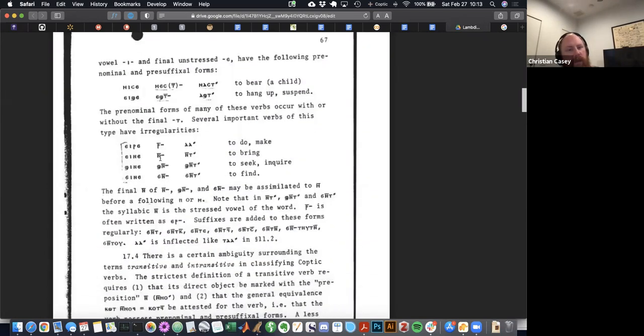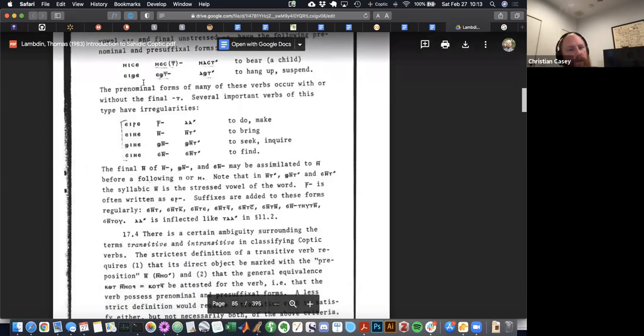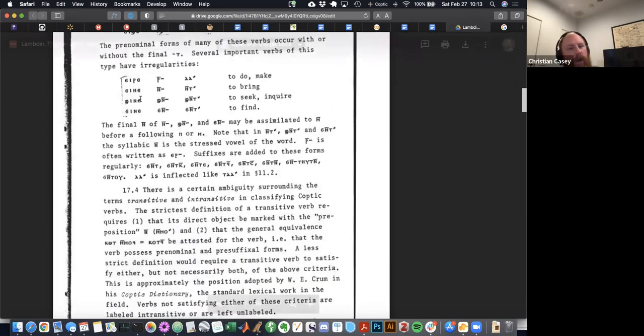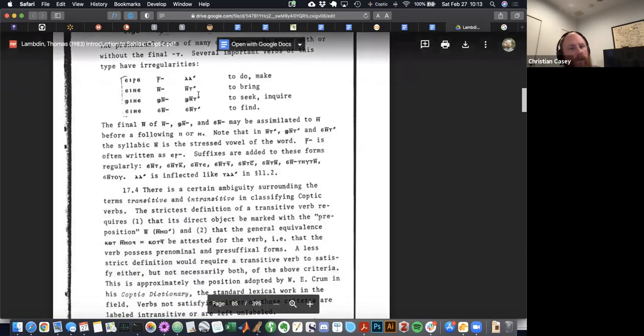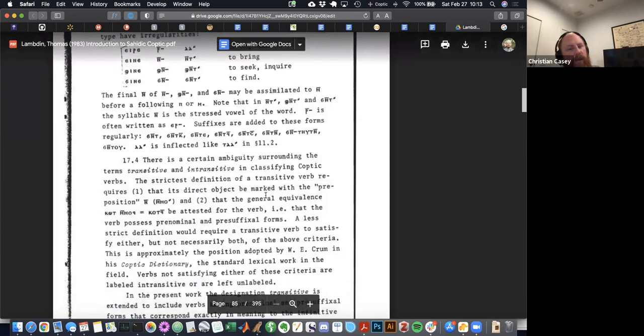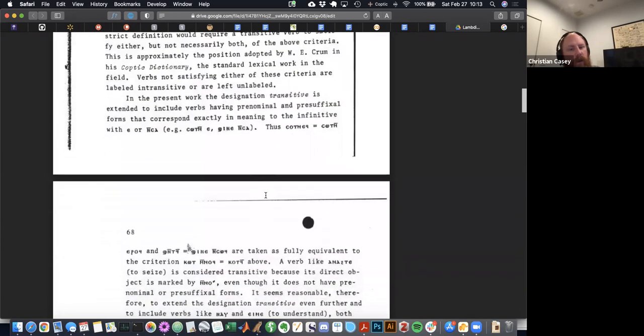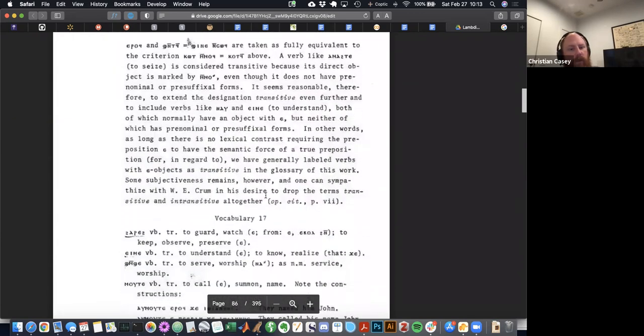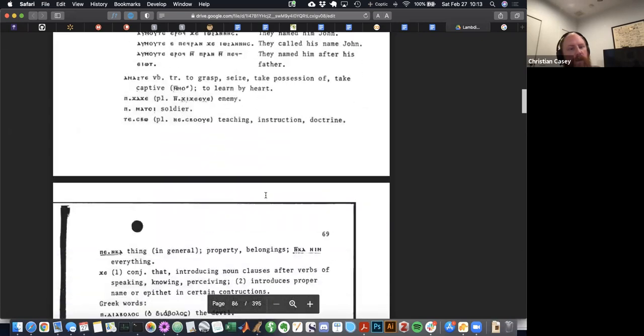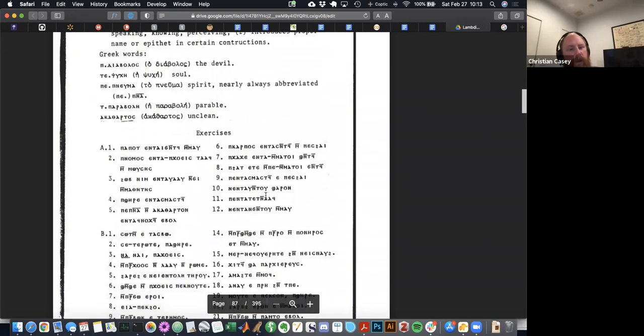So that's fun. Then he talks about these different forms, which we've already seen before, like the prenominal and prepronominal forms. All of these derivations are perfectly regular, and we can sit down and go through exactly how you get this from that using the well-established phonetic rules of the development of Coptic from older Egyptian. So that's fun. And then you have some vocabulary and some more exercises, and that's it. Any questions?